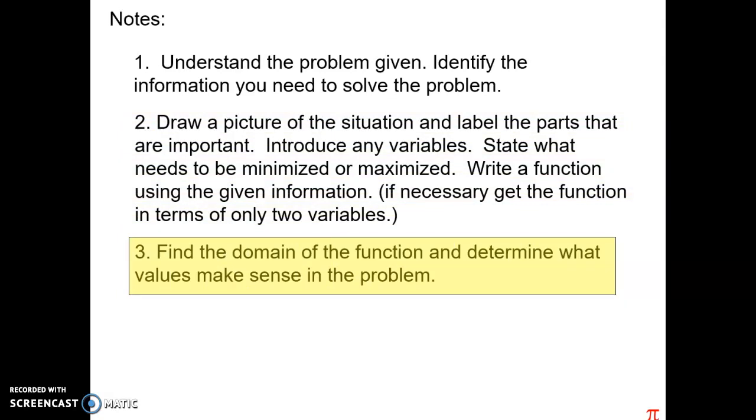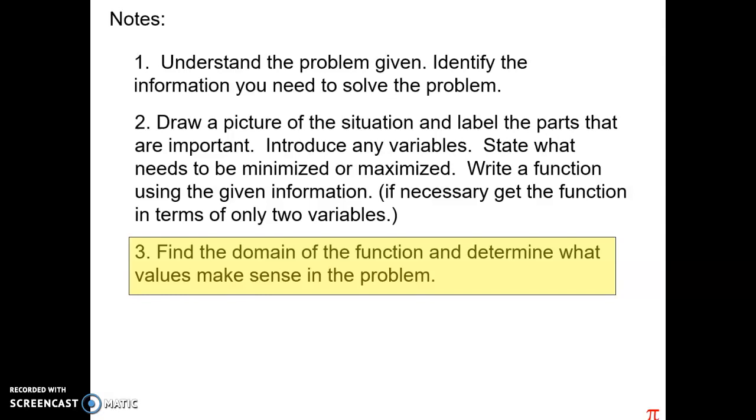The next thing we have to do is also make sure we find a domain of the function that makes sense and determine what values will make sense in the problem. Because these are real-world problems, sometimes we'll get an equation that models the situation quite well. However, we know in real life certain values won't make sense.